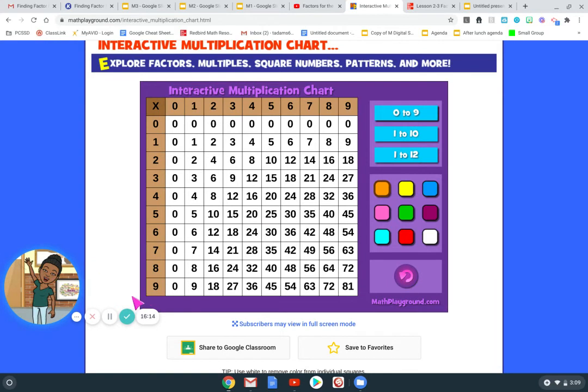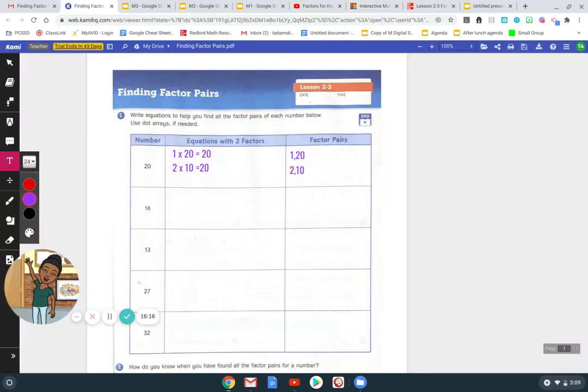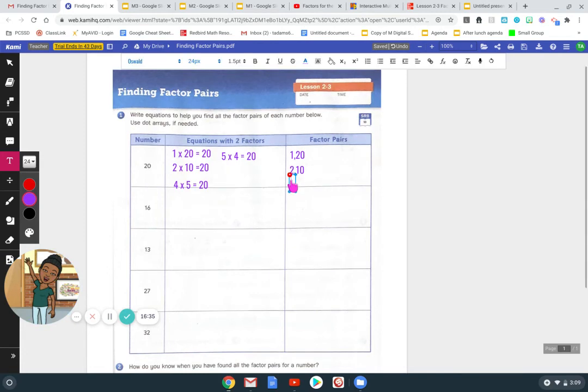So I'm going to go back and put that on my assignment. 4 times 5 equals 20. I could also add another equation, which is 5 times 4 equals 20. What would my factor pair be for both of those? Yes, we use the numbers 4 and 5.